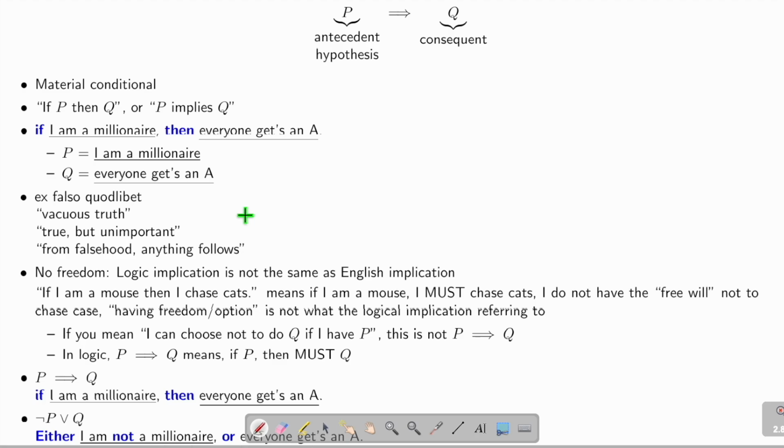We are talking about logic. We are not talking about common sense. So if P then Q means that if P is true, I must do Q. Here's an example. This logic statement, not common sense, is that if I am a mouse, then I chase cat. That means if I am really a mouse, I must chase cat. I have no freedom. I have no free will. Well, common sense is that mice are afraid of cats, so if I'm a mouse, I should run away. But this is logic. That means if I'm a mouse, I must do Q. So in logic, P implies Q means if P, then must Q. There's no freedom. This is different from common sense.